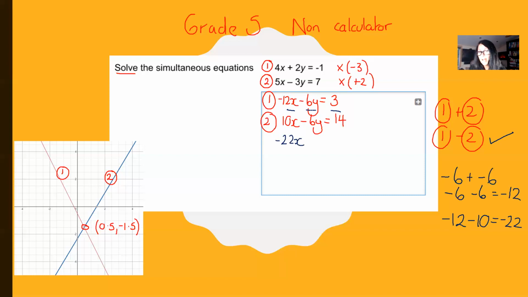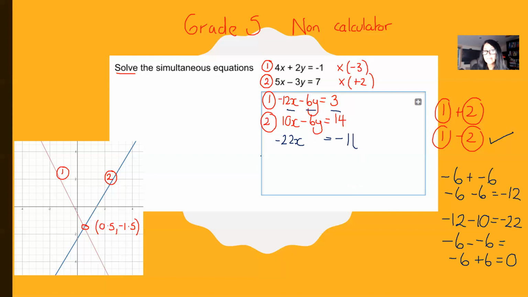Then -6y minus -6y: I'm taking away the negative, so it's really -6 add 6, which is 0, which is what I wanted. I don't want any y's; they've gone. And then 3 take away 14 is -11.